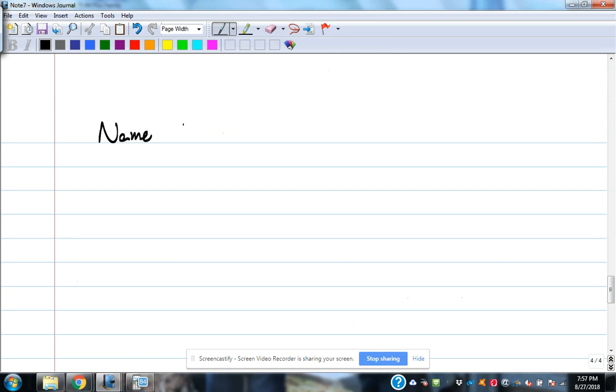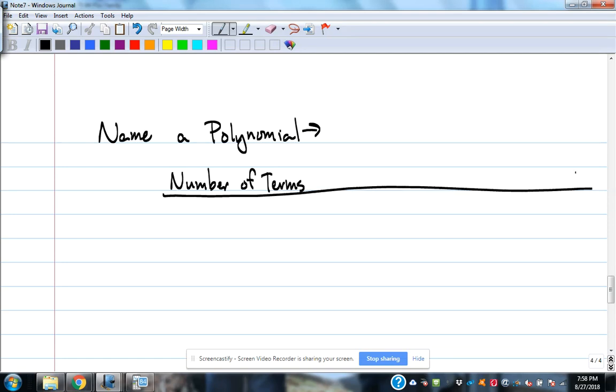Name a polynomial. Okay, you name a polynomial. You want to pick cute names like Fluffy and Mitzi, things like that. No, when you name a polynomial, there's a process to it. The process is based on the number of terms. How many terms does it have? That tells you what kind of name.